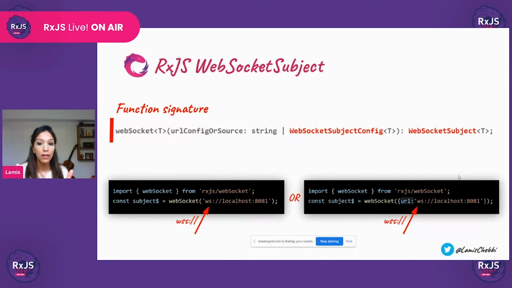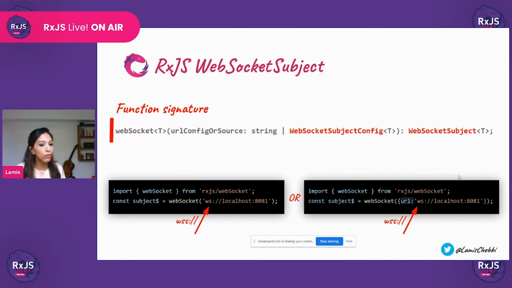This method accepts two types of parameters: either a string referring to the URL of your endpoint, or a complex object which contains some properties, among them the URL of your endpoint. I will detail this special kind of object later in this talk. But just keep in mind that there are two ways to create this WebSocket subject. And for the URL, you can use ws or wss for a secure connection.